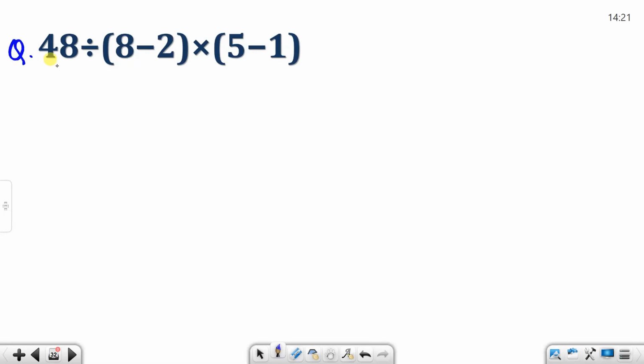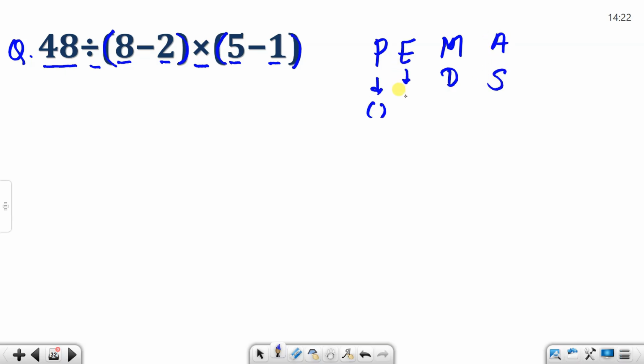Here's the question. 48 divided by (8 minus 2) multiplied by (5 minus 1). To solve questions like this, we'll apply the PEMDAS rule. P for parentheses, E for exponential, M for multiplication, D for division, A for addition, S for subtraction.